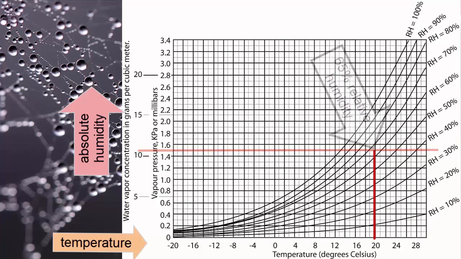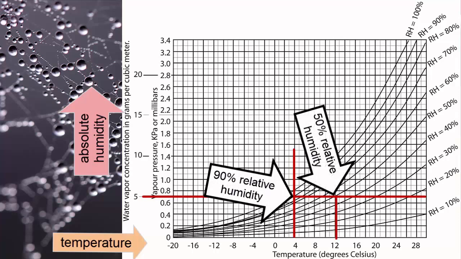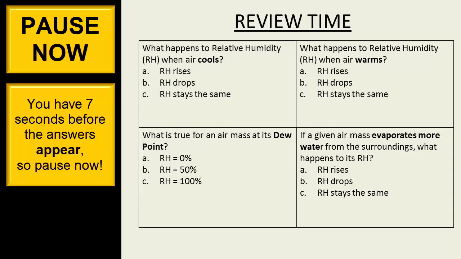What about an air mass at a temperature around 4 degrees Celsius? It would reach a 90% relative humidity or fullness at a vapor concentration of 5 grams per cubic meter, a concentration that would put 12 degrees Celsius at 50% relative humidity and 20 degrees Celsius air at only 30% relative humidity. Pause now.